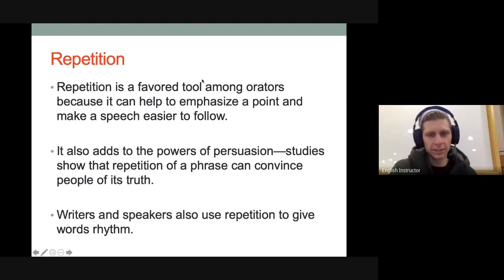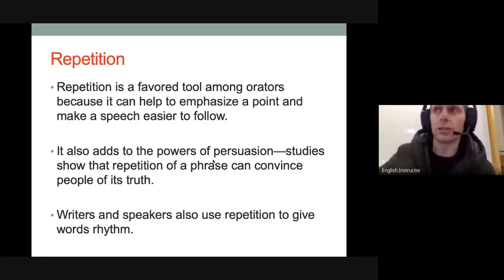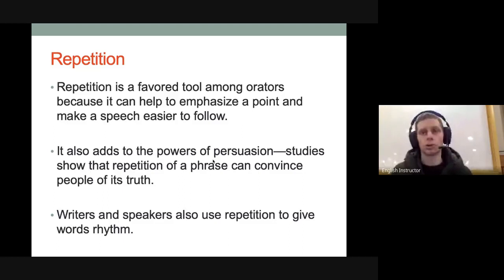And it's also, like I said, with speech writers and speakers, it's definitely going to be a favorite tool because it makes a speech easier to follow because you can keep going back to that catchphrase or that repeated word because it's kind of driving home the idea. And the reason why is because repetition can be a powerful tool of persuasion, because the more you say something, the more people believe it, or at least start to change their minds. You can convince them that it's the truth, or at least is more true than anything else.